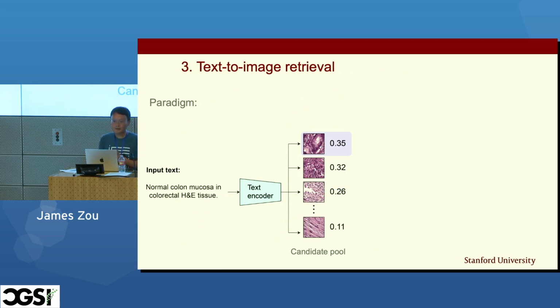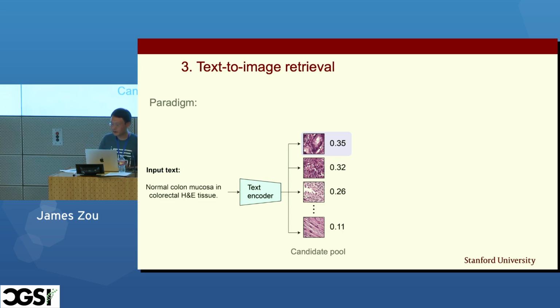Okay, so the third set of applications and tasks is for text-to-image retrieval. Here the usage scenario would be like, imagine you're a user, you may just want to type in a natural language description of the kinds of things you're interested in, almost like a semantic search. Maybe you want to look for normal colon mucosa in colorectal tissues. So that would be your input query. Then we can use the PLIP text encoder to embed that input query, and then simply use this to retrieve images from Twitter and also from hospitals, from any database, that have the highest similarity compared to your text query embeddings.